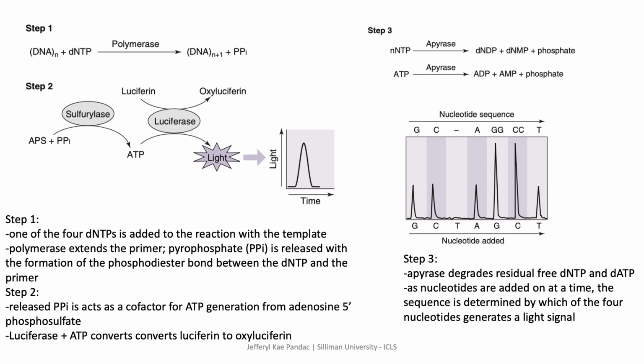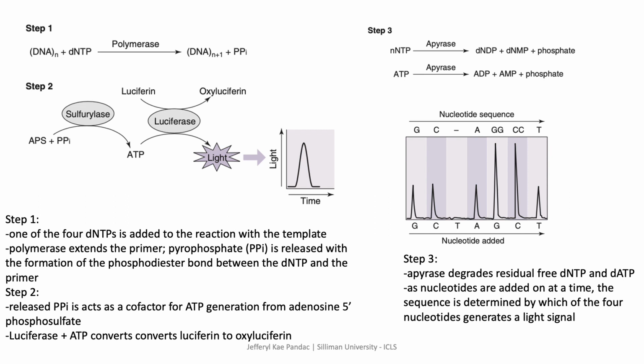In the presence of polymerase, the primer is extended with the formation of the phosphodiester bond between the dNTP and the primer. When this happens, pyrophosphate or PPi is released. The analysis of the pyrophosphate released is the basis of pyrosequencing. The released pyrophosphate will serve as a cofactor for ATP generation from adenosine 5'-phosphosulfate or APS.